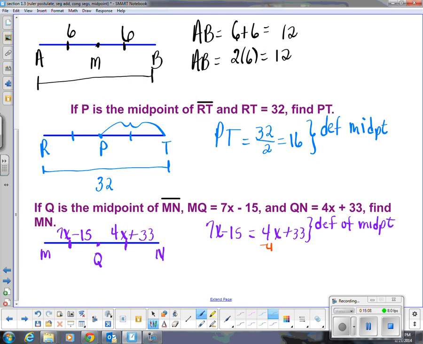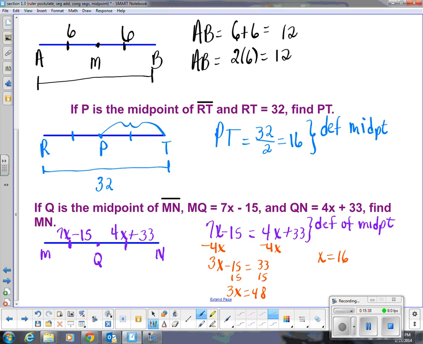All right, so now let's solve. I'm going to subtract 4x from both sides. So I'm going to have 3x minus 15 is equal to 33. I am going to add 15 to both sides, so I'll have 3x is equal to 48. Then we're going to divide by 3, and we're going to get x to be 16. Now, did I ask for x? I don't think I asked for x. Yes, we need x, but I didn't ask for x. What did I ask for? I said to find MN.